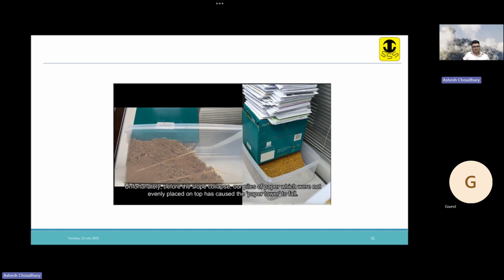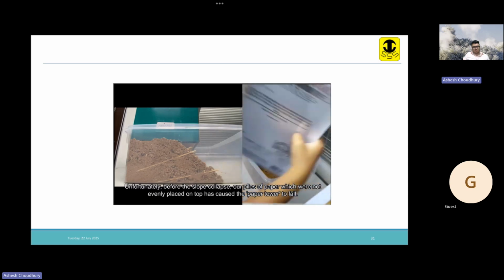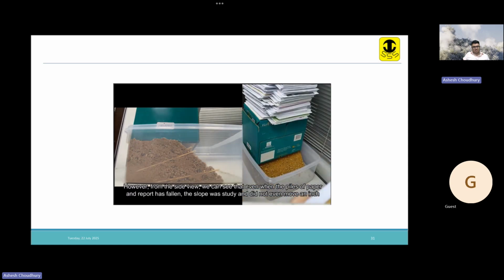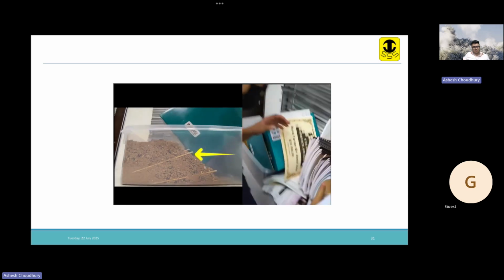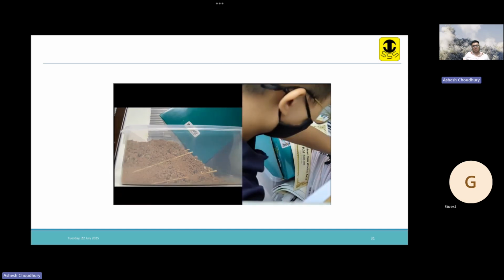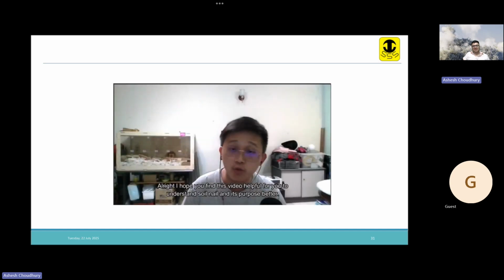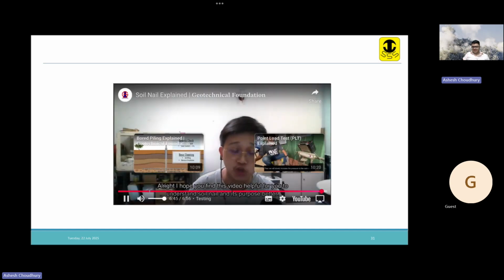Unfortunately, before the slope collapsed, our piles of paper which were not evenly placed on top caused the paper tower to fall. However, from the side view, we can see that even when the piles of paper and report have fallen, the slope was sturdy and does not even move an inch. Okay, so the load failed, but the slope did not fail. Alright, I hope you find this video helpful to understand soil nail. Okay, so this was a short video, nice, informative video about soil nailing.